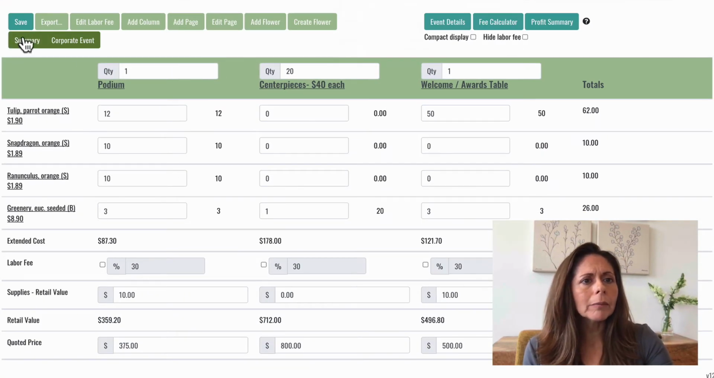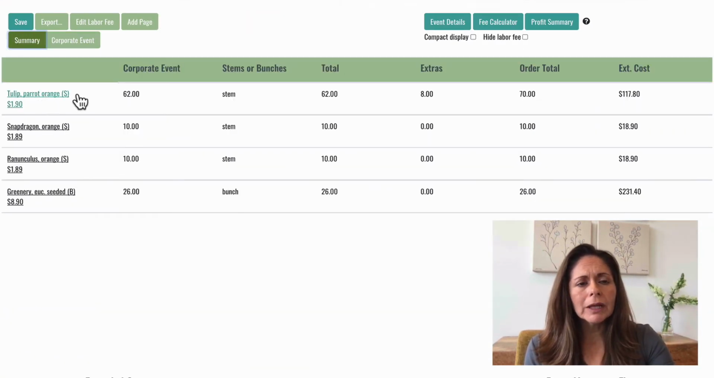I'm going to go ahead and look at my summary page, and it's going to show me that I need 62 total parrot tulips for my event. I'm buying 62 for my recipes, but I need to order a total of 70. You can see that in this column right here because they come 10 stems in a bunch. I've ordered them that way, and I have entered them into my system that way. When I go to create the flower, I can tell the system how many flowers come in a bunch. And so I'm going to have 8 extra.